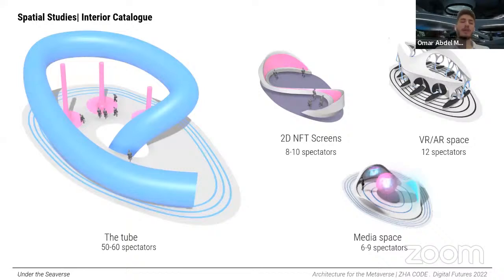On this slide, on the left side we've got the tube, which takes the spectator from one space and teleports them to another metaverse, and this space could house 50 to 60 spectators. On the right, we've got 3 other modules: the 2D NFT screens, which could house 8 to 10 spectators; the VR and AR space, which could house 12 spectators, like a simulator with VR Oculus; and on the bottom, the media space, which could house 6 to 9 spectators. Next please, Jenny.